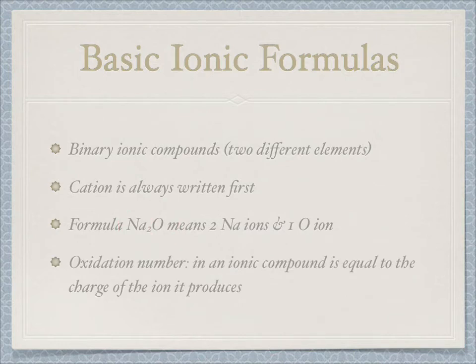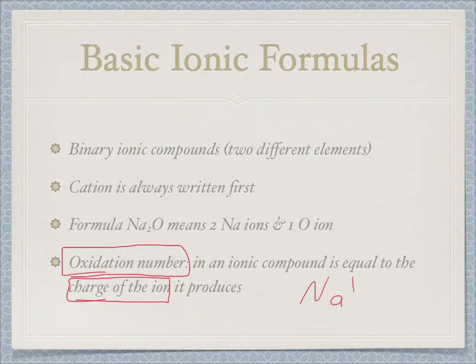If we're talking about an ionic compound, this term, oxidation number, is a term you're going to hear quite a bit from now on. Oxidation number is equal to the charge when we're talking about ions. So if we're saying sodium has a +1 charge, its oxidation number is +1. If we're saying magnesium has a +2 charge, its oxidation number is +2.